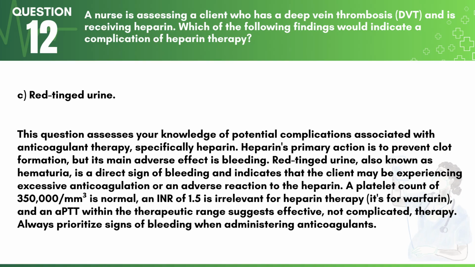A platelet count of 350,000/mm superscript 3 is normal, an INR of 1.5 is irrelevant for heparin therapy, it's for warfarin, and an APTT within the therapeutic range suggests effective, not complicated, therapy. Always prioritize signs of bleeding when administering anticoagulants.